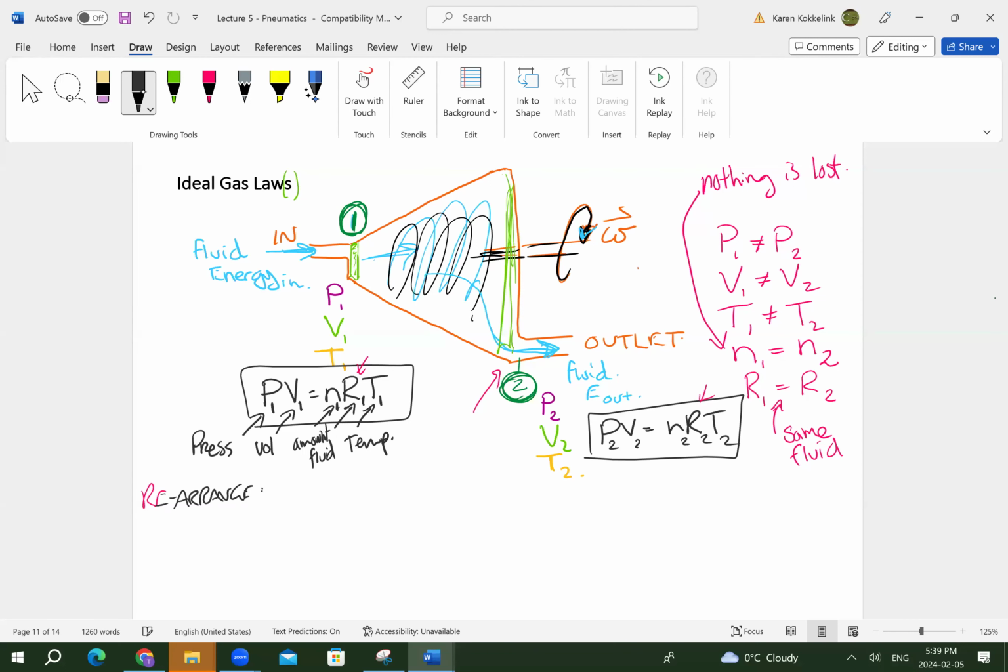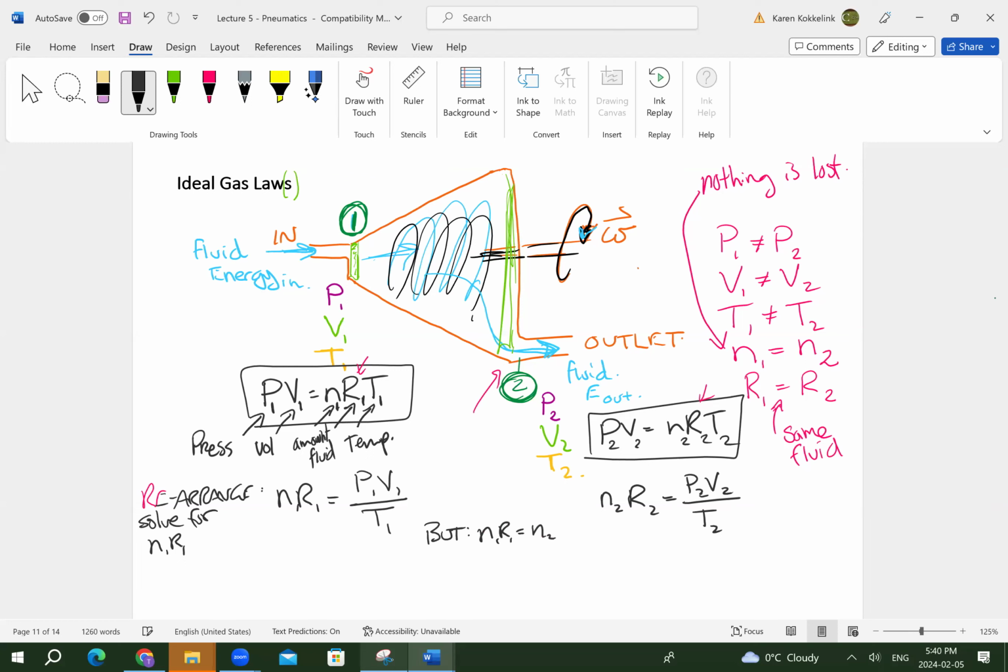I'm going to solve for N1R1. N1R1 equals P1V1 over T1. Okay. And N2R2 equals P2V2 over T2. I just did an elementary rearranging of equations to solve for N1R1, right? And N2R2.